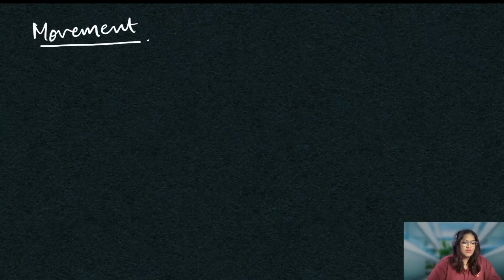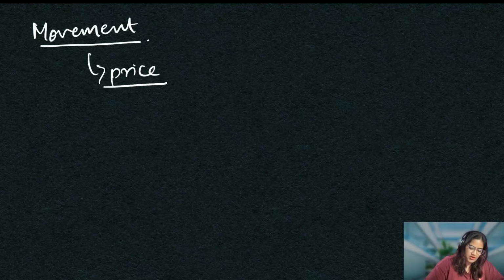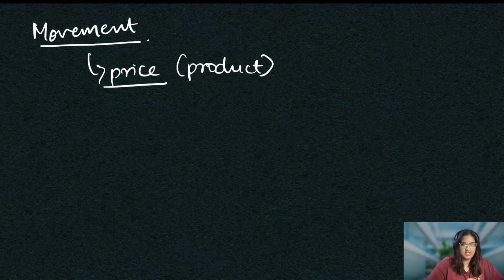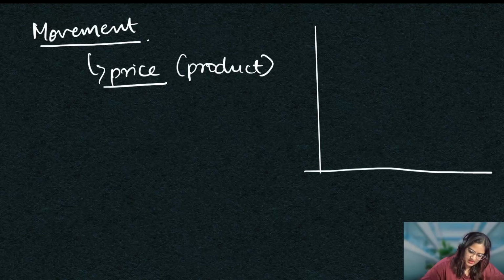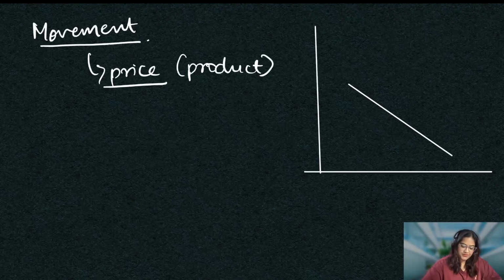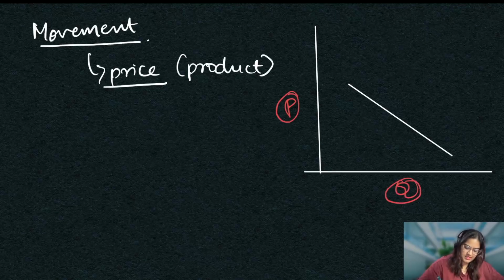Now, movement along the curve of demand. Movement occurs only when the price of the product changes. The price of the product or the good in itself changes. So let's say this is our demand curve. In case of movement, what happens? This is our price. This is the quantity demanded.